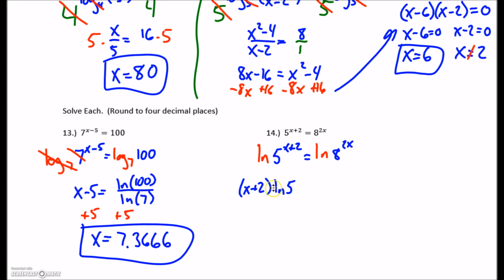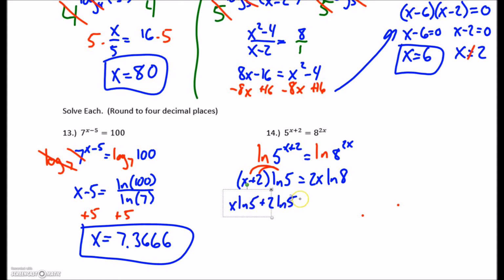Scooted that around just a little bit. On the other side, I do the same thing. I bring the exponent out front, so the 2x comes out front. And now what I have to do is I've got to distribute this natural log of 5 to each of these. When I do the distribution here, it just becomes x natural log of 5 plus 2 natural log of 5. Over here, I still have the 2x natural log of 8. And now from here, I have to get all the x's on the same side and everything else on the other side. So for this one in particular, I'm going to go ahead and subtract the x natural log of 5 from each side.